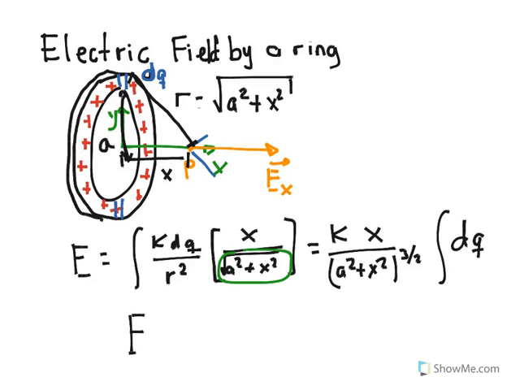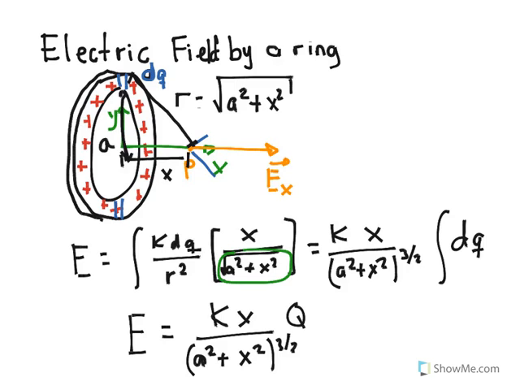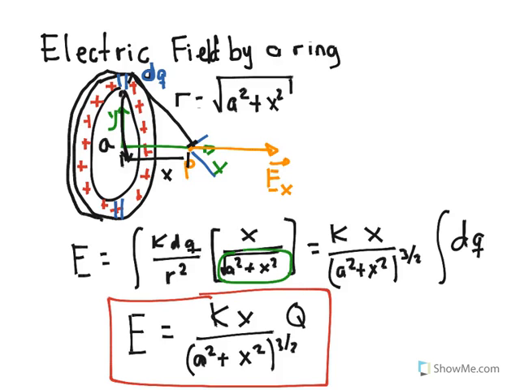So the electric field at a point P, which is located along the axis of the ring, upwards or downwards from the center, is equal to kx over the quantity a squared plus x squared, to the 3/2, times the charge q. And this is the electric field of a ring. We're going to use that later on.